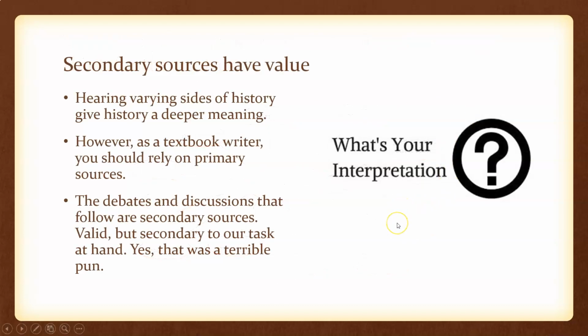Now, secondary sources have value. These are the interpretations of history. But to be honest with you, this happens after the primary sources. This happens at the higher levels of history, and they're important. They have value. But for a textbook, I'm going to make an argument that primary sources is where it's at. A secondary source would be, okay, you hear different sides of the history, and then you start having a conversation: hey, this is my interpretation, here's how you see it. It's interesting. You argue the point. But as a textbook writer, you should rely on primary sources. The debates and discussions that follow are the secondary sources.